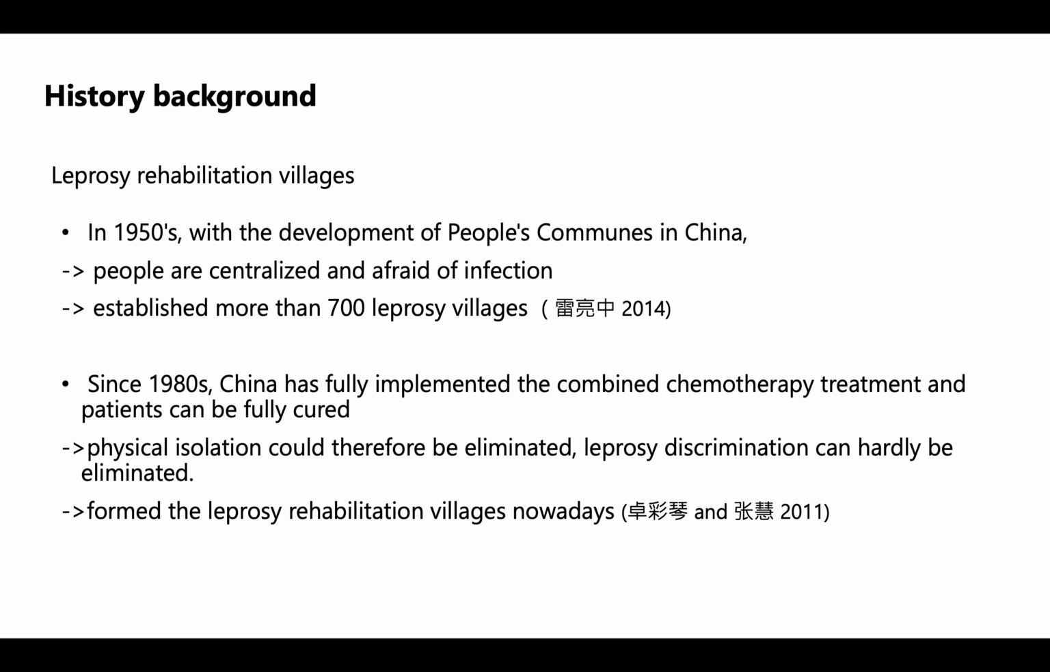Since the 1980s, China has fully implemented the combined chemotherapy treatment, and patients can be fully cured. Physical isolation could therefore be eliminated. However, leprosy discrimination can hardly be eliminated. They stayed at the same place since then and formed the leprosy rehabilitation villages we see nowadays.